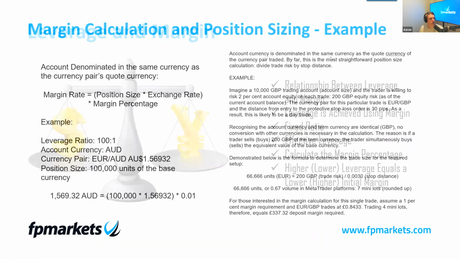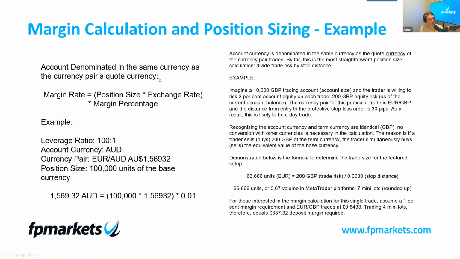Okay, so margin calculation and position sizing. I've got two examples here. This is for calculating your margin. So this is a very basic example. Account denominated in the same currency as the currency pair's quote currency. So as you can see here, the account currency is Aussie dollar. The currency pair is the Euro Aussie dollar. And the current exchange rate for this currency pair, this is not the same right now, of course, this is for demonstration only, 1.56932 Aussie dollars. All right, so the position size for the margin calculation is 100,000 units of the base currency, and our leverage ratio is 100 to 1.